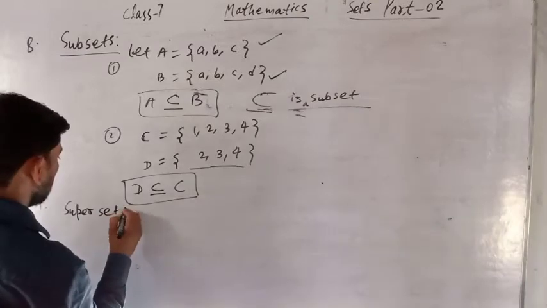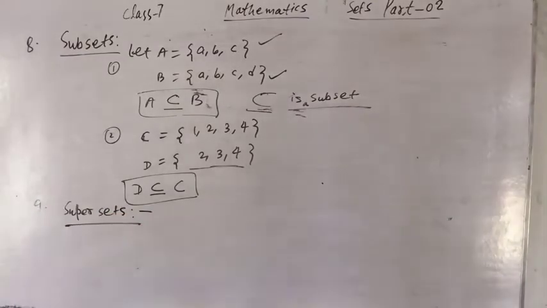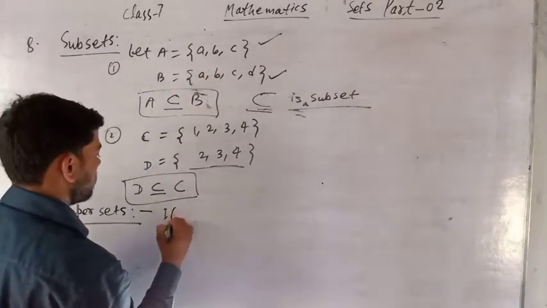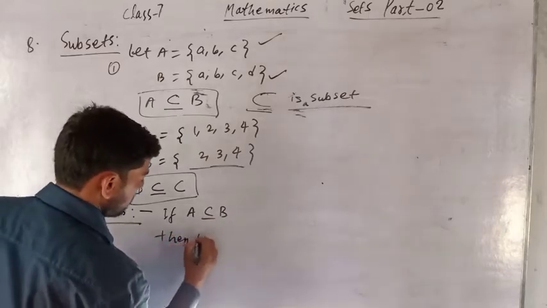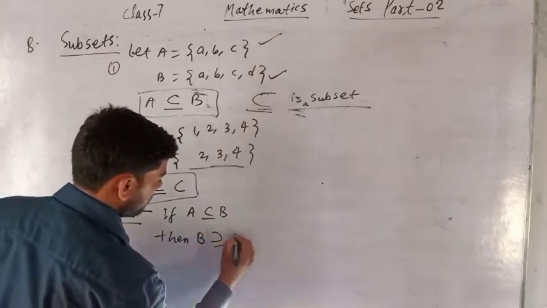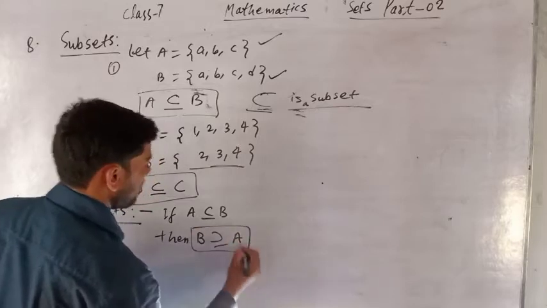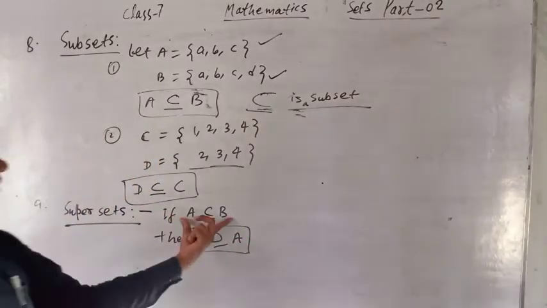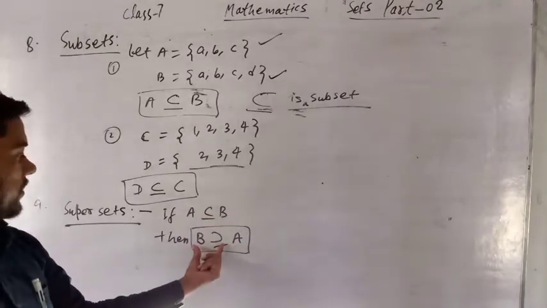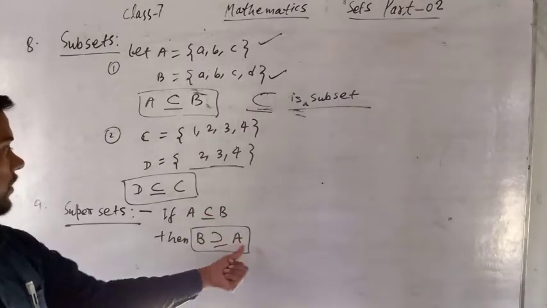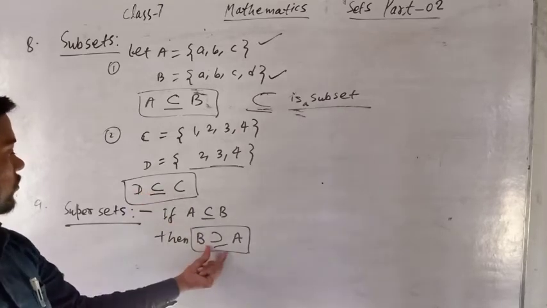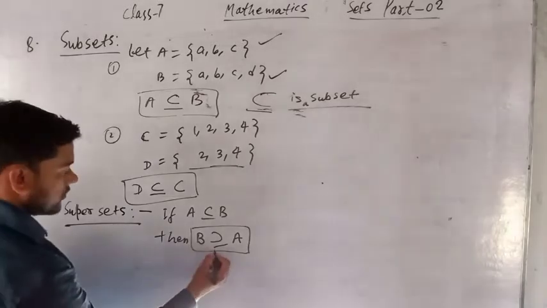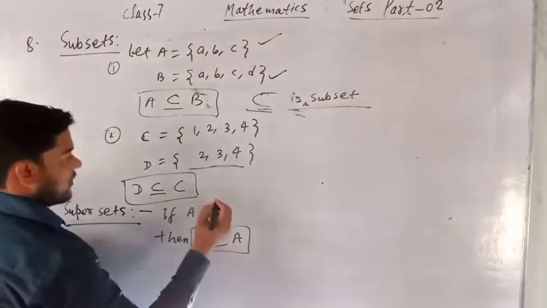Supersets. If A is a subset of B, then B is a superset of A. The reciprocal of the subset symbol is superset. It is, B is a superset of A.